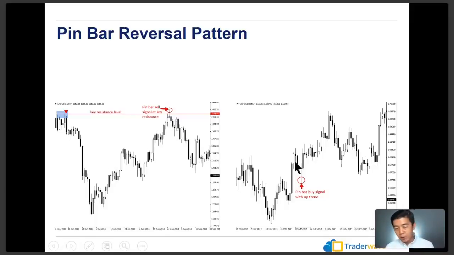For the chart on the right hand side, you can see that there's a pin bar that appears after a minor pullback on a major trend. When this bullish pin bar appears, and then the next day it opens and closes higher, that's when it starts to go into an uptrend again. All right, so these are the typical scenarios where you will notice a pin bar reversal pattern happening.